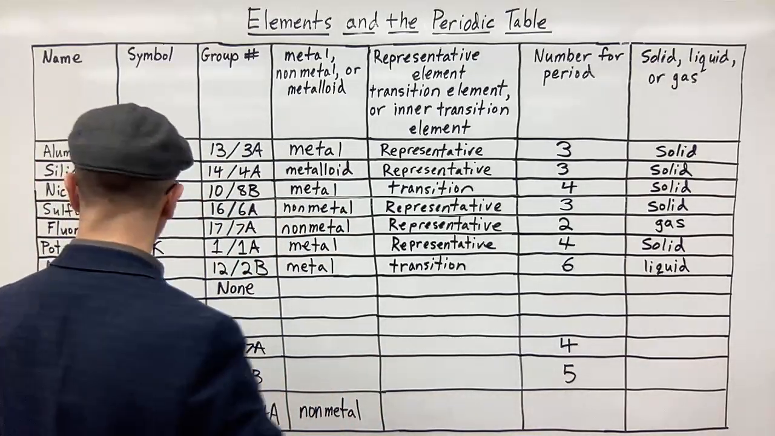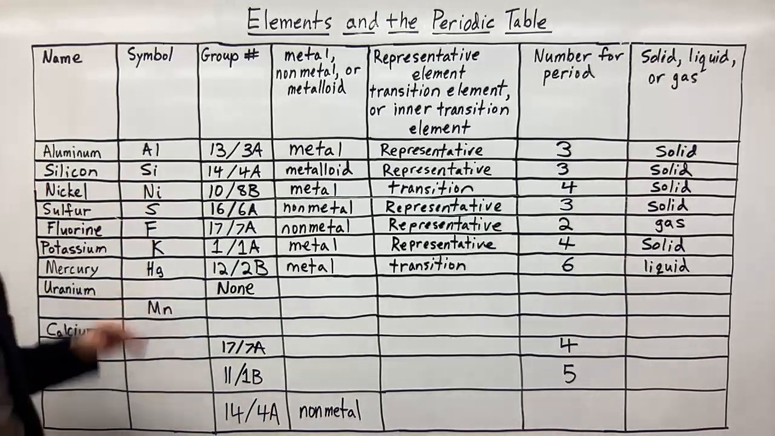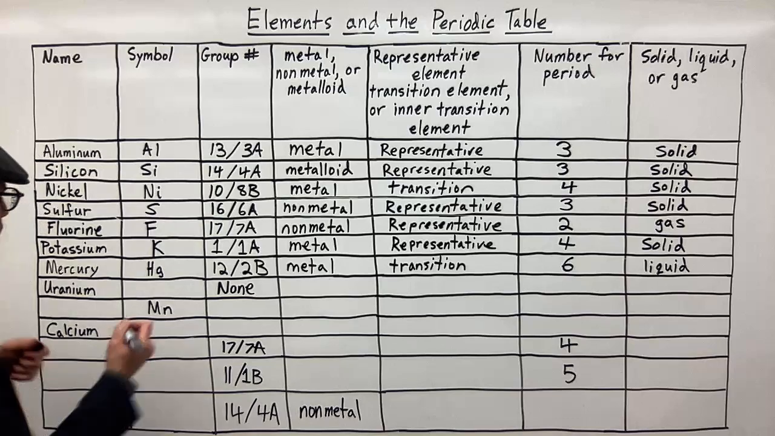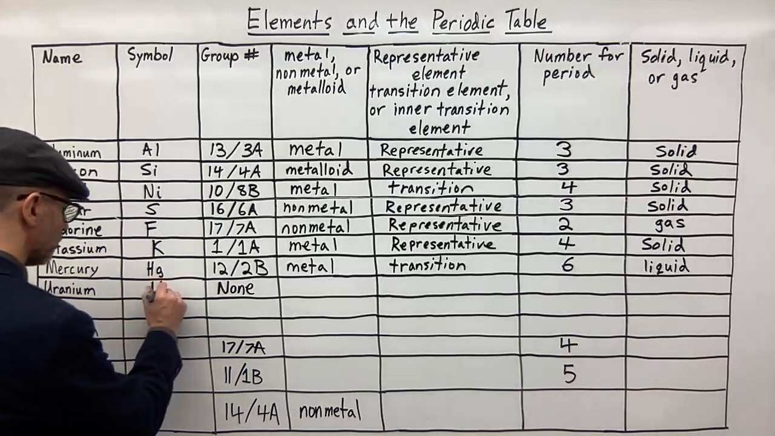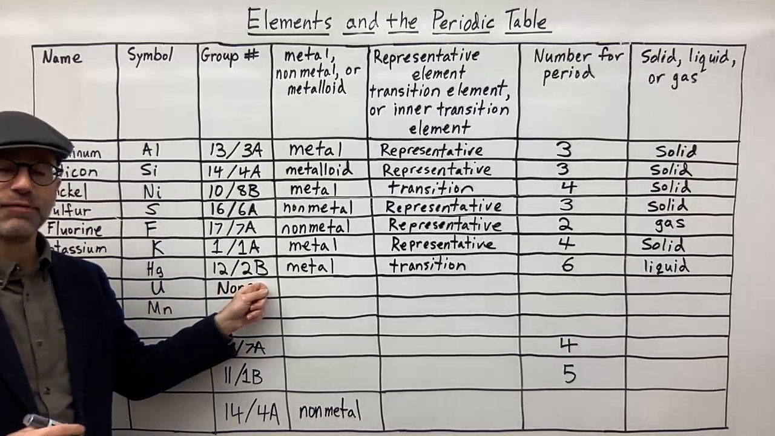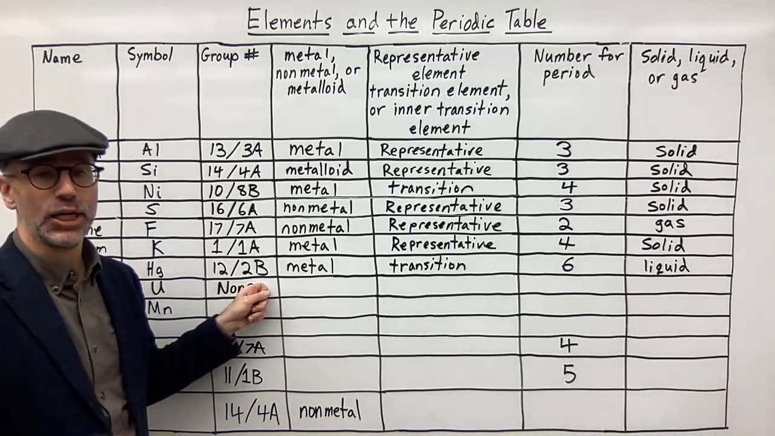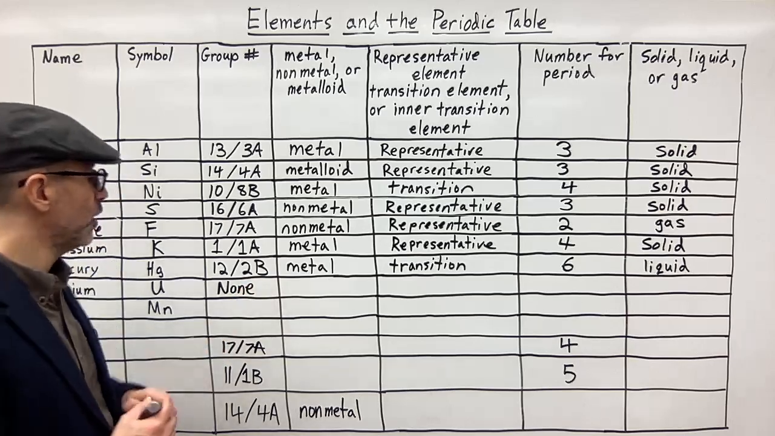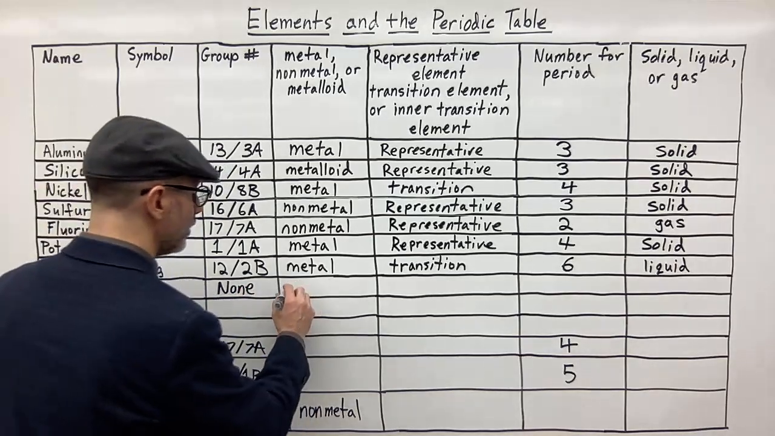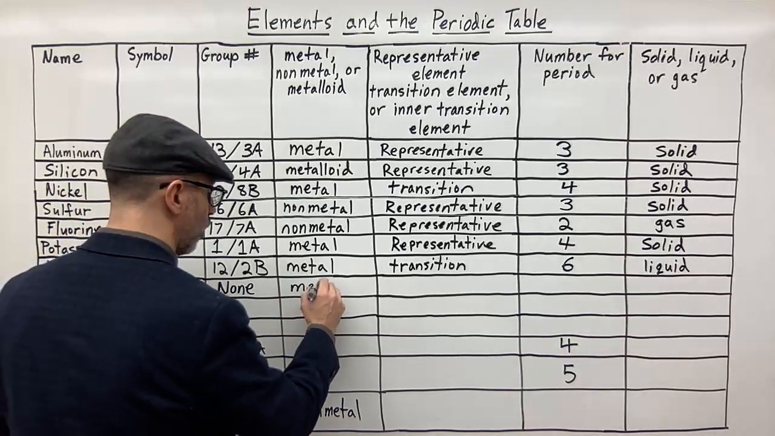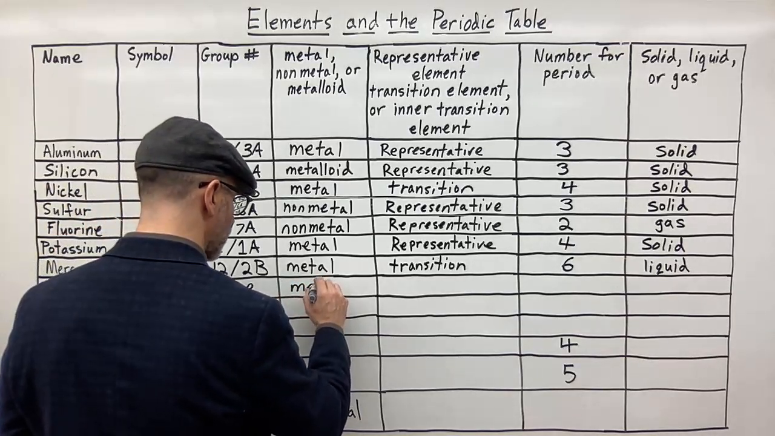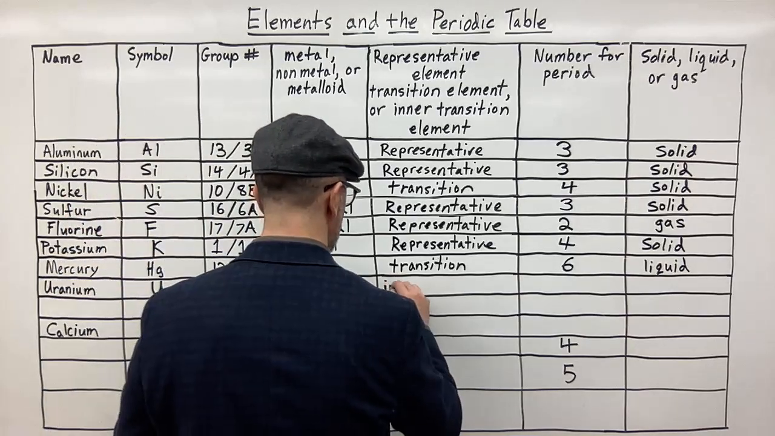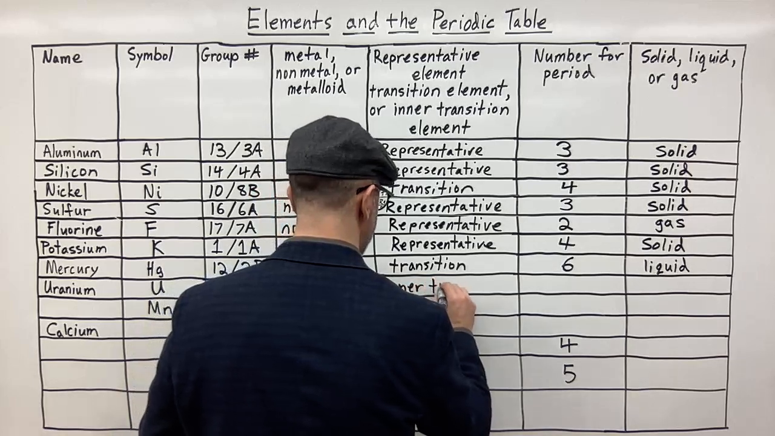Okay, let's hurry up with the next one. So uranium. Uranium, U. U is the symbol for uranium. It doesn't have a group. So remember what I said about the inner transition elements. The inner transition elements are the only ones that don't have a group. So again, that's going to be a metal because they're also called the inner transition metals. And these are going to be inner transition.